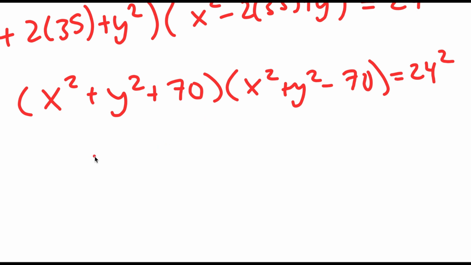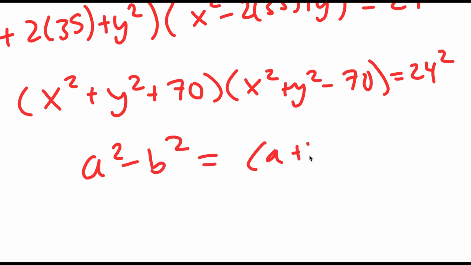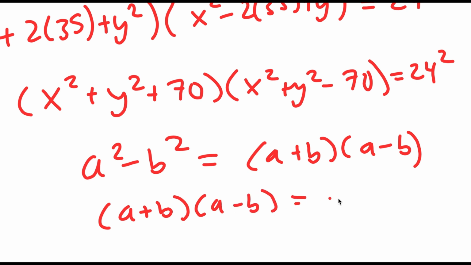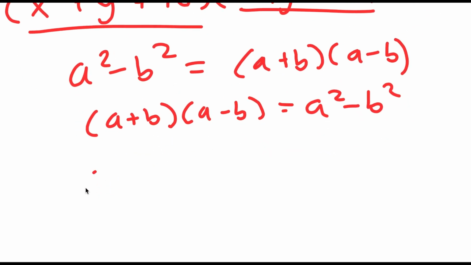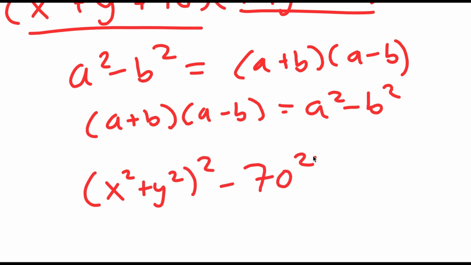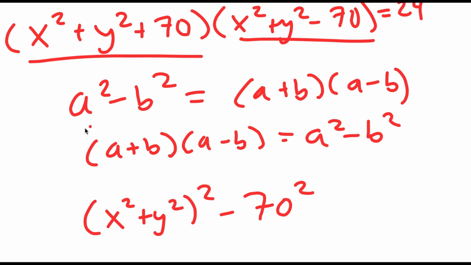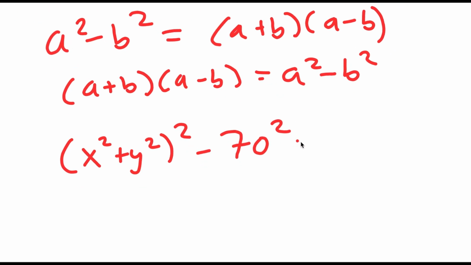Now from here, I'm going to reverse the property we used earlier. Remember, a squared minus b squared is equal to a plus b times a minus b. I'm going to reverse this, so a plus b times a minus b is equal to a squared minus b squared. So this is going to turn into x squared plus y squared, squared, minus 70 squared. In this case, a is x squared plus y squared, and b is 70. And this is all equal to 24 squared.